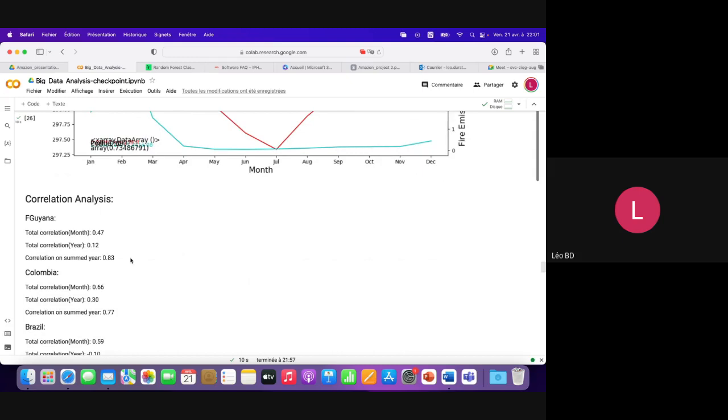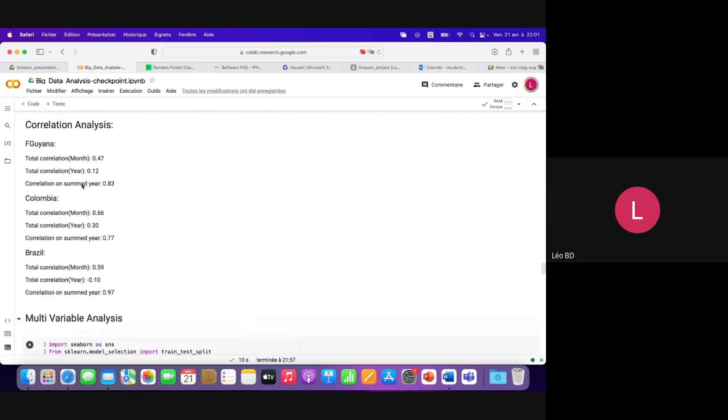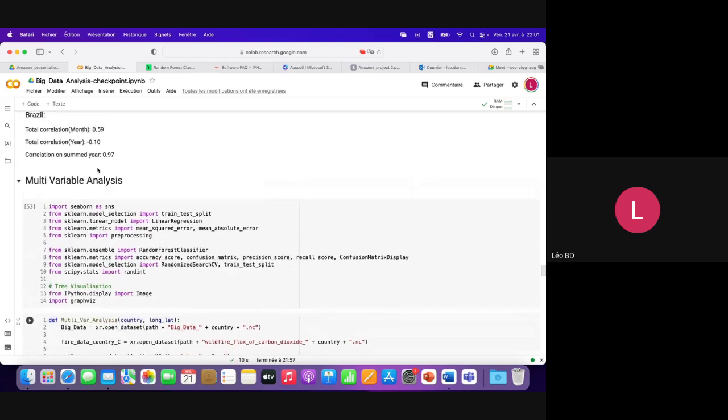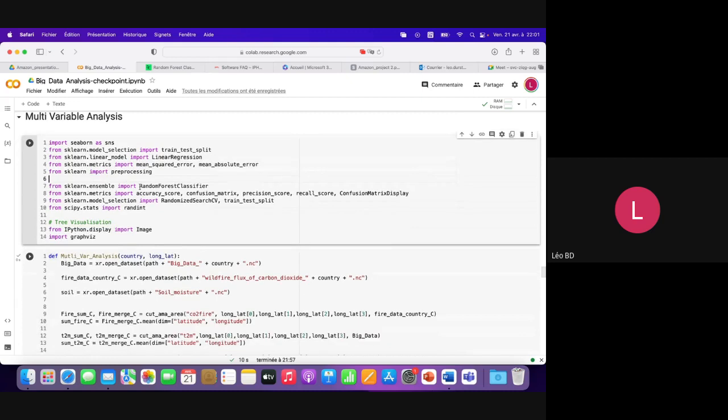Here, I did a little summary of some correlations. I'm not sure it's up to date anymore. And now we go to the multivariable analysis part. So I imported more libraries because we need sklearn, as I told you before. We need one called Seaborn, and I think that's it. So we import these libraries, and we import sub-libraries as well.